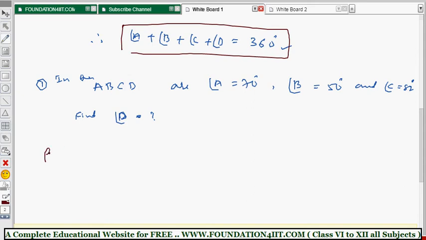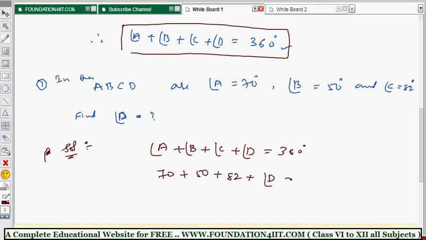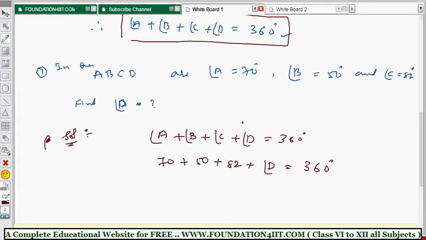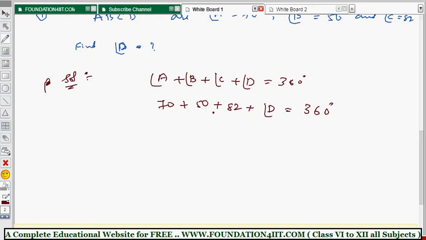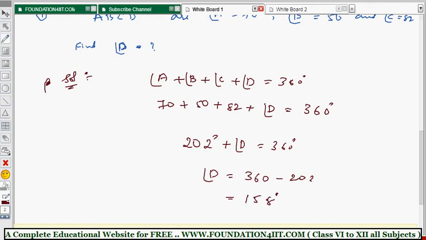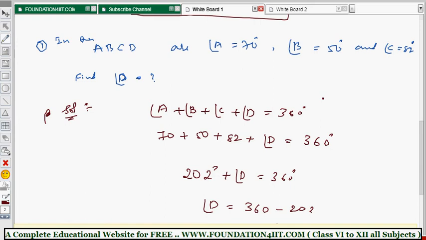So it is the same theorem. If you apply it, the sum of the angles in a quadrilateral is 360 degrees. Therefore angle A plus B plus C plus D is equal to 360 degrees. Here A is given as 70, B is 50 and C is 82. Angle D we don't know, we need to find it. Adding these three: 70 plus 50 is 120, plus 82 is 202, plus angle D is 360 degrees. Then angle D is equal to 360 minus 202, that is 158 degrees. Therefore angle D is 158 degrees. This is a simple question. If we tell you any three angles, we can find the fourth angle.